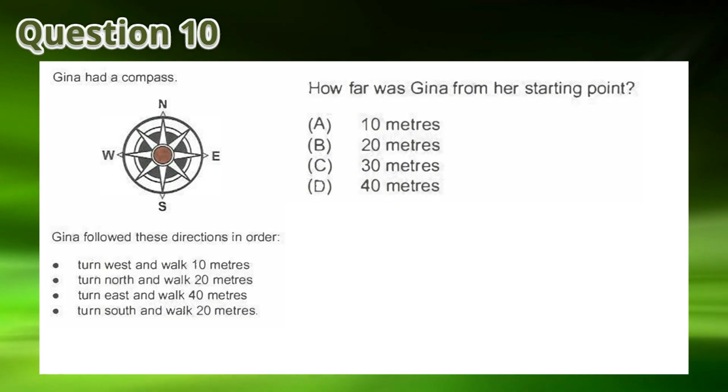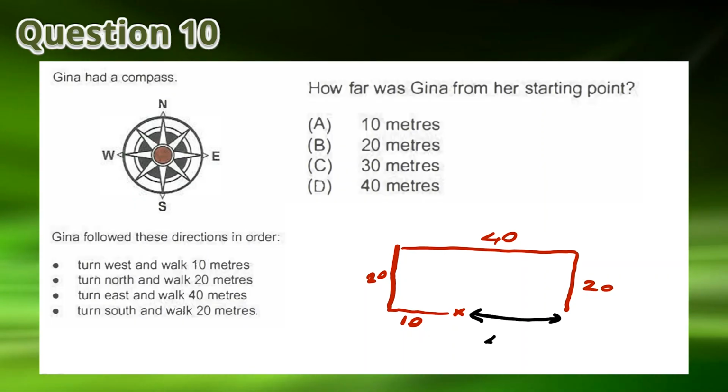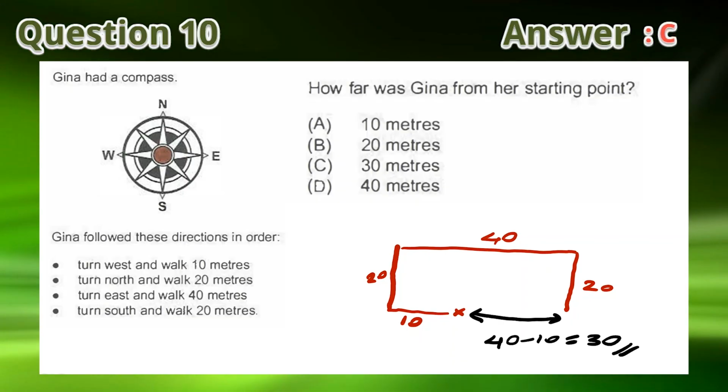We can mark Gina's starting point as X. So she goes 10 meters to the left, 20 meters up, 40 meters to the right, and finally 20 meters down. The difference between her starting point and ending point is 40 minus 10, which is 30 meters. So the answer is C.